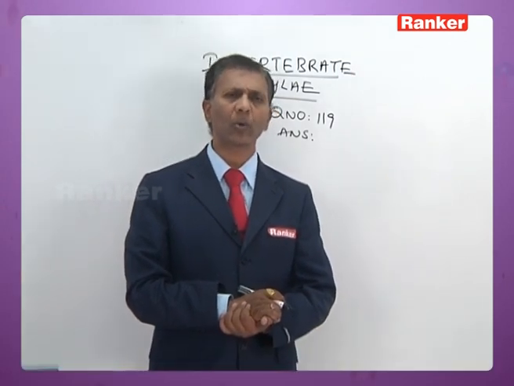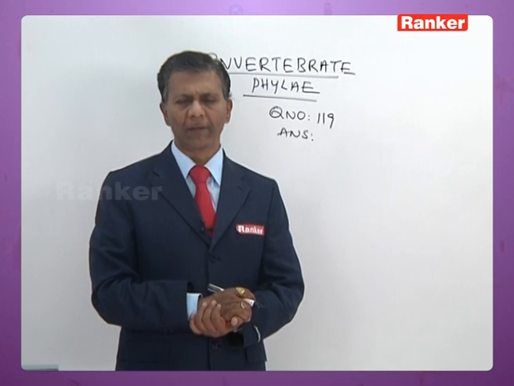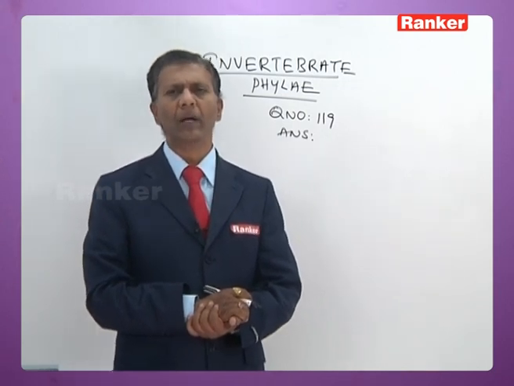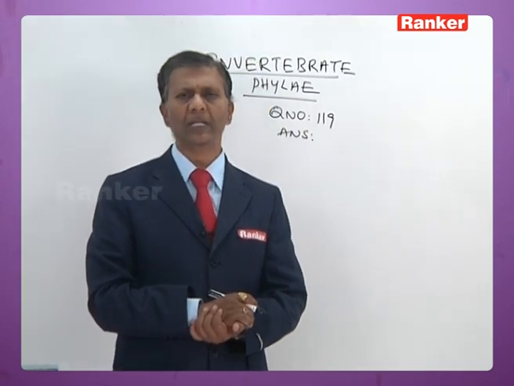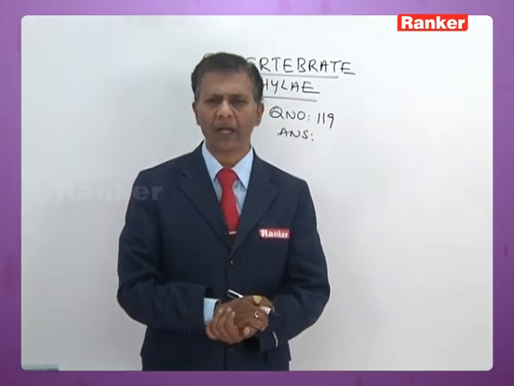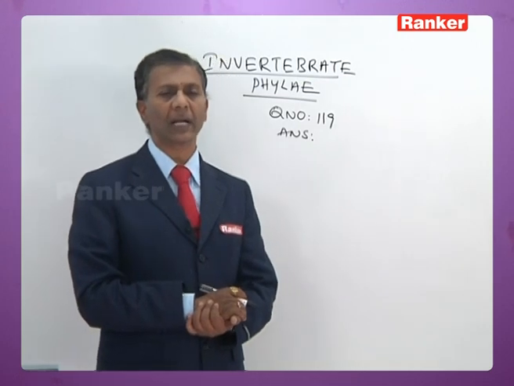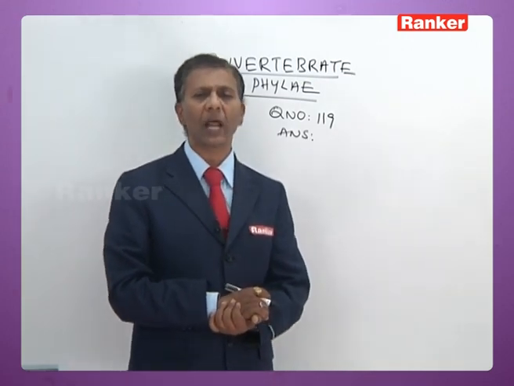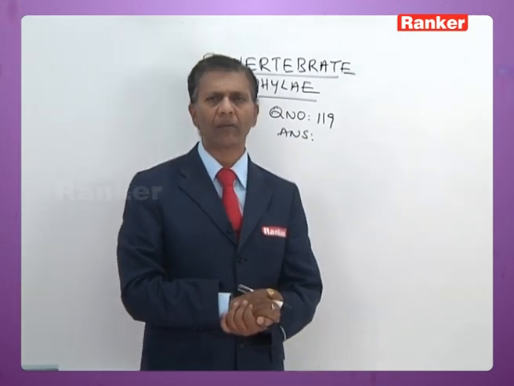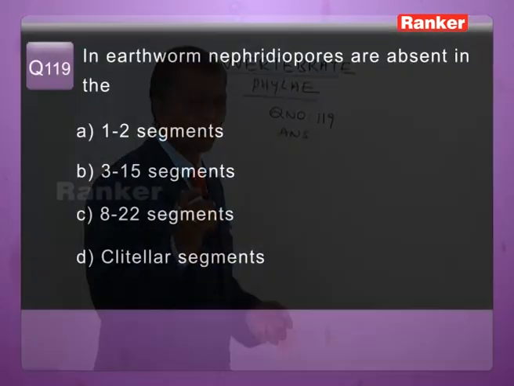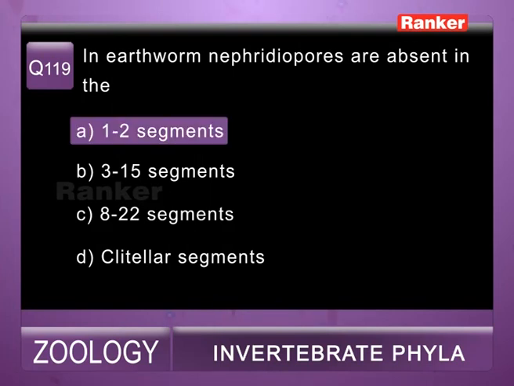In every segment, about 200 to 250 nephridopores are present, but in clitellum, 10 times the normal number, 2000 to 2500 nephridopores are present. That's why they are called forest of nephridia. So 119th question, correct answer is 1 and 2 segments, there are no nephridopores. That is third segment onwards, they are present at the rate of 200 to 250. So 119th question, correct answer is A.